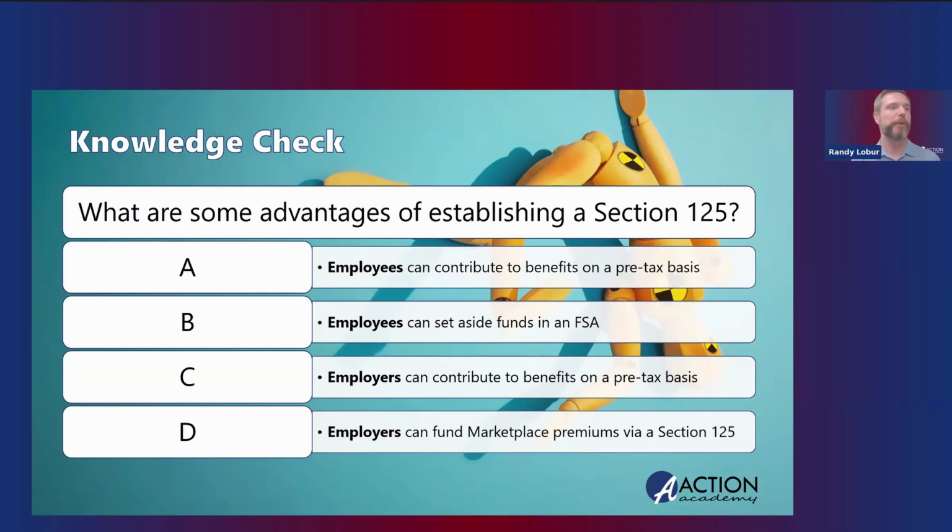Last one, letter D, employers can fund marketplace premiums via Section 125. We're alluding to ICHRAs there. In this case, that is an incorrect response. Section 125 does not set up the HRA part of that, the health reimbursement arrangement. That's, again, a Section 105, a separate vehicle that you need to put in place to make the ICHRA happen.